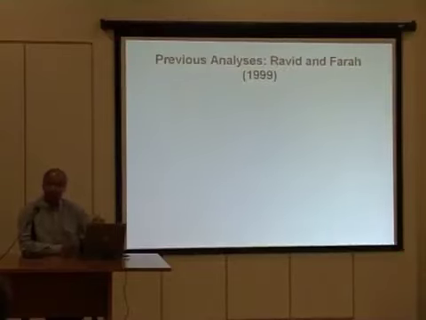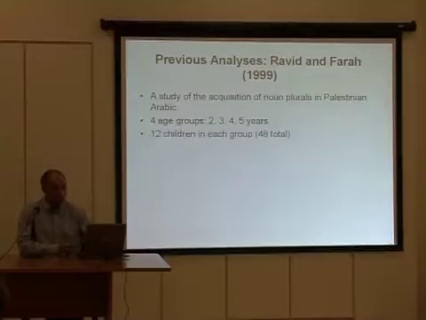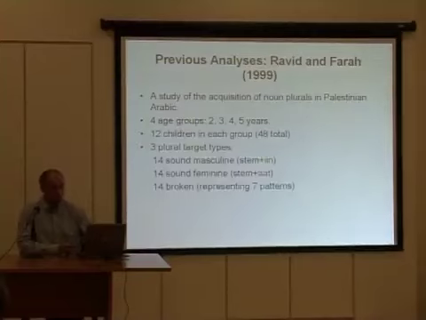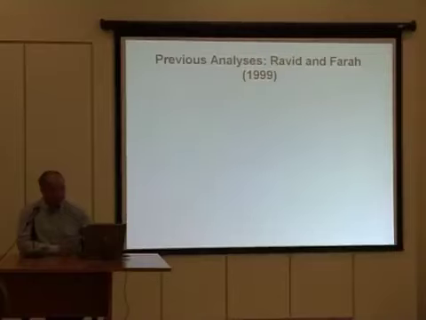Previous analysis. These are in the domain of language acquisition by children. We want to see first the baseline, what people have done with regard to language acquisition. This was a study by Rabat and Farah, a study of the acquisition of plurals in Palestinian Arabic. There were 4 age groups, children basically, 12 children in each group. They gave them 3 types of plurals, sound feminine, sound masculine, and broken plurals. And they gave them animate and inanimate nouns.